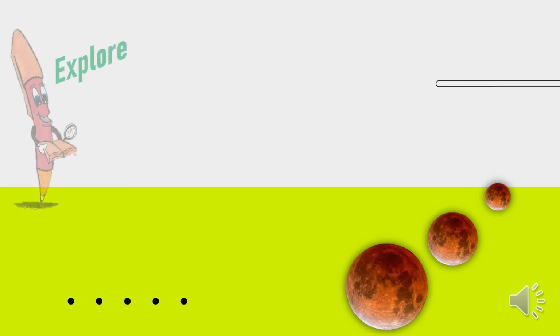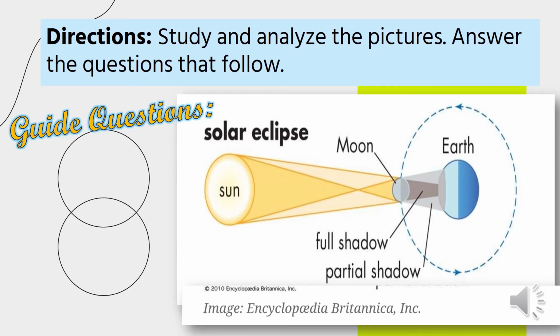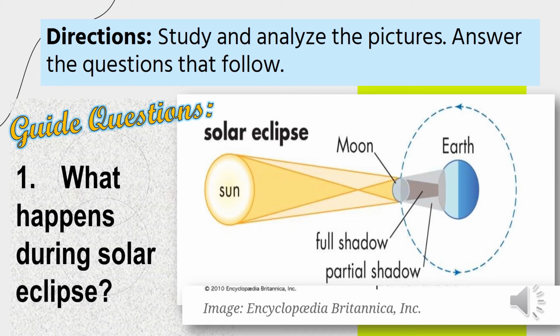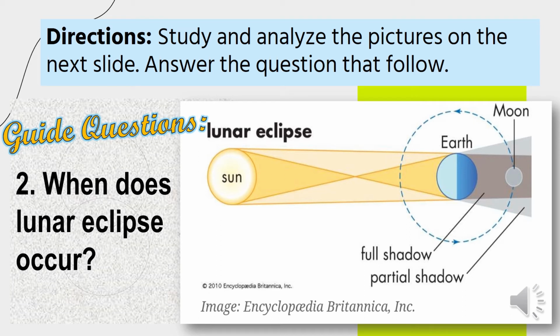Let's now explore. Let's perform an activity about eclipse. Directions. Study and analyze the pictures. Then, answer the questions that follow. Learners, you are going to write your answer for this activity in your science activity notebook. 1. What happens during solar eclipse? 2. When does lunar eclipse occur? Learners, you can pause this video for a while as you accomplish the task.